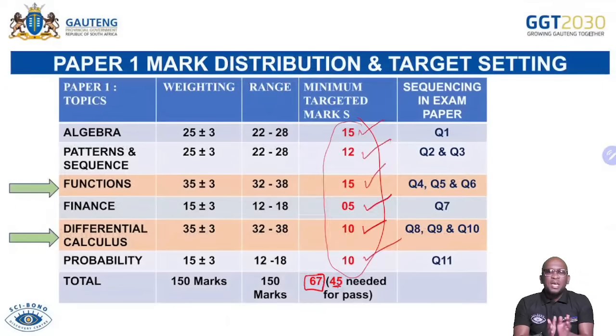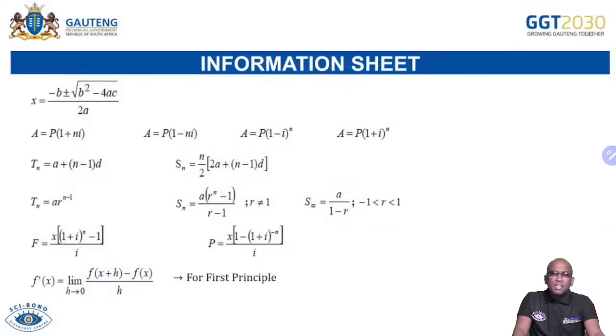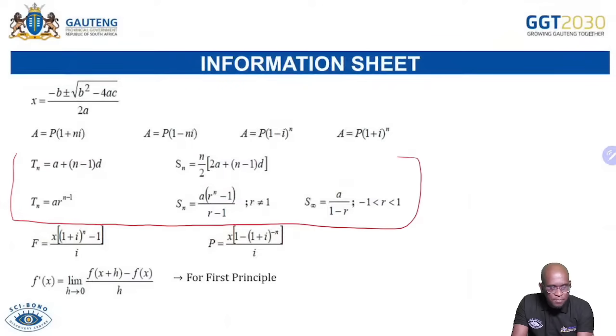If you are aiming at getting more than 30%, more than 40, more than 50, then your targets should be set a bit higher, okay? But here for this presentation, I only looked at target setting for a minimum pass, all right? Now, this is the information sheet as you'll find it tomorrow, as you'll find it in the question paper, all right? If you check here, you have your formulas here that speak to sequences, okay?